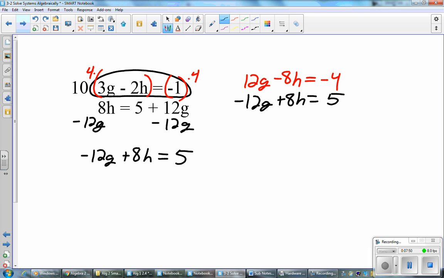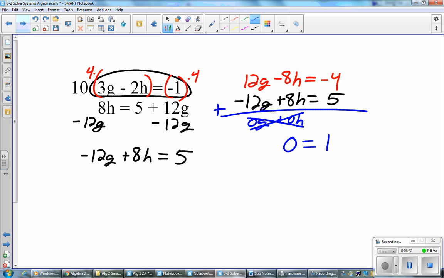Now, this is an interesting type of problem because when I go to eliminate these, if I substitute it, I'd get the same result. Do you notice that 12g minus 12g is 0 g's? Also, I have a negative 8h plus 8h is 0 h's. In other words, both of these are going to cancel out or make a 0, equaling negative 4 plus 5 equals a positive 1. If both of my variables drop out, you want to look at what is left. And what's left is 0 equals 1.